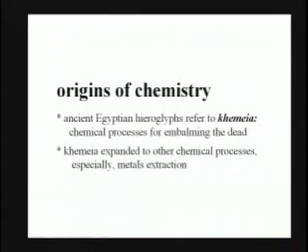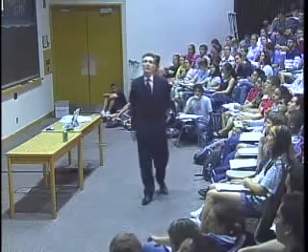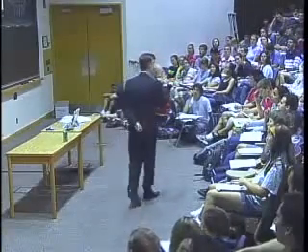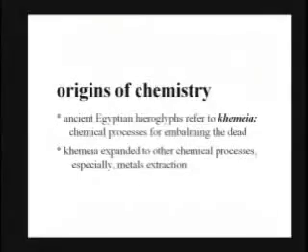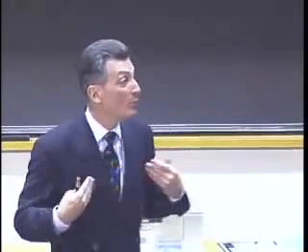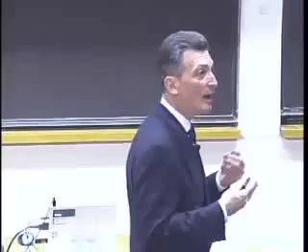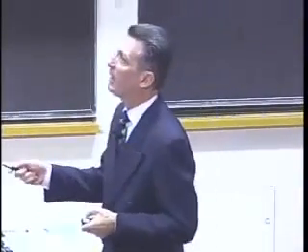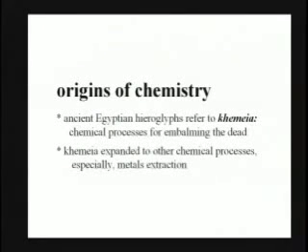We can go back to ancient Egypt, where there's reference in the hieroglyphs to a term, chemia, which, among other things, meant chemical processes for embalming the dead. You know, the Egyptians were very concerned about afterlife. They wanted to be well preserved to make that journey. And so practitioners who understood what we would know to be chemistry were highly valued in that society. And then chemia expanded to other chemical processes, dyeing of cloth, glass making, and metals extraction.